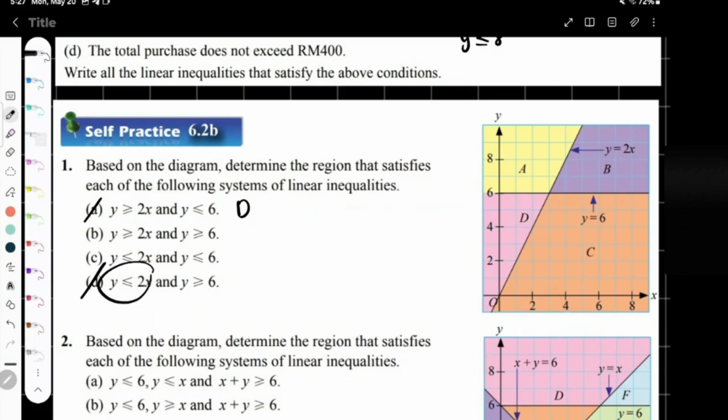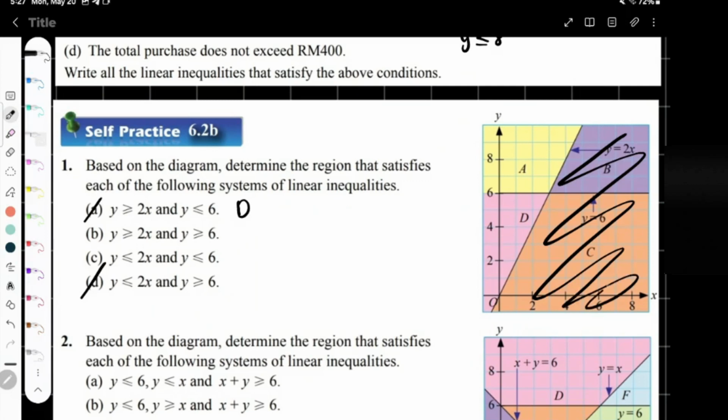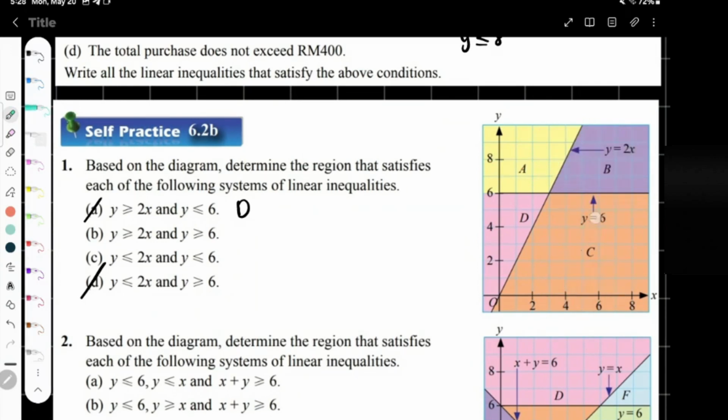So let's move on to this one here. Y is less than. Look at the line here. Less than means it's the bottom, so it should be bottom here. Now look at y is more than 6. Look at the line here. It's more than, so it should be on the top. And where is it intersecting? It's intersecting here. So it should be B.